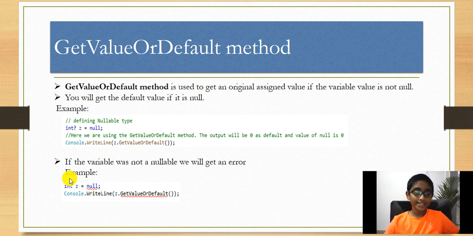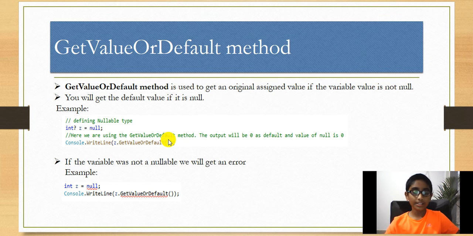So here we are assigning null value to this integer z. If we had given any other value, for example 10, then also there would be an error. And even in the above example, if we had assigned 10 to this nullable integer variable z, then 10 would have been printed on the console. So only if the variable value is null, then it takes the default value of the data type.